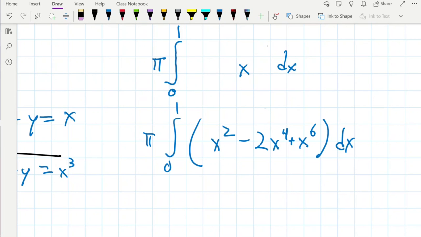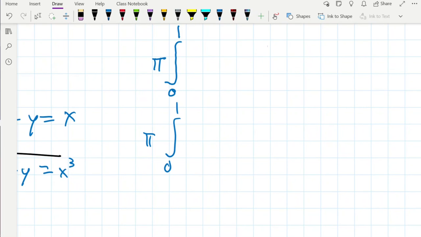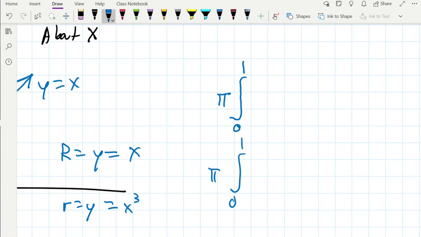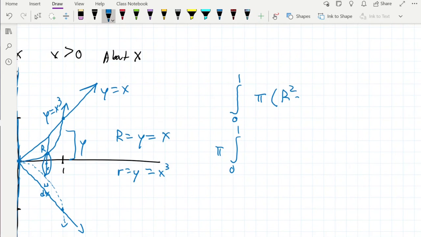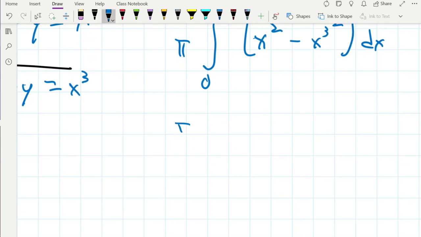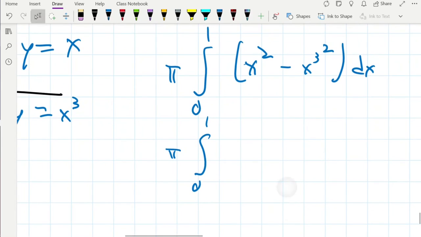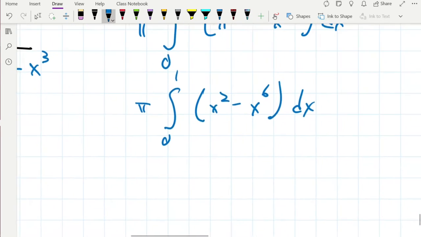So then let me rewrite this. The integral from 0 to 1 of pi times big R squared minus little r squared dx. So take the pi out to the front, so that is going to be x squared minus x to the third squared, which will be x to the sixth, dx.